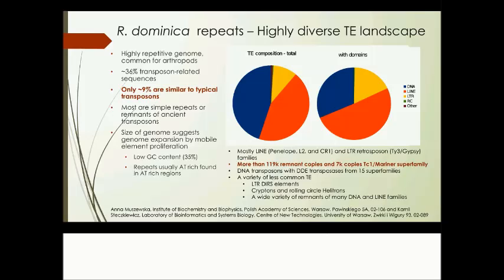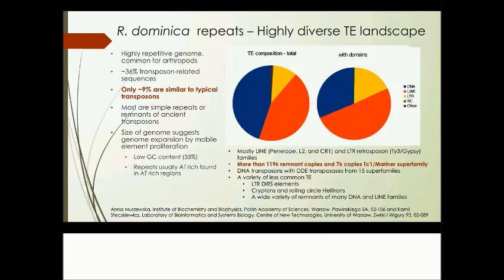And it was quite interesting because we knew already that we had a large number of repetitive sequences, about 40% of the genome. About 36% of those were transposon related, but only 9% were similar to typical transposons. And so she thinks that these are remnants of ancient transposons.